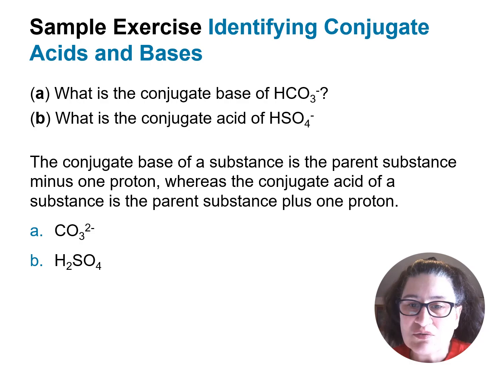The next question is, what is the conjugate acid of HSO4 minus? The conjugate acid is formed from the base accepting a proton. So we're going to have to add an H onto the HSO4. Now it's H2SO4, and since we added H plus, it was a negative. When I added a positive, that then made it neutral.